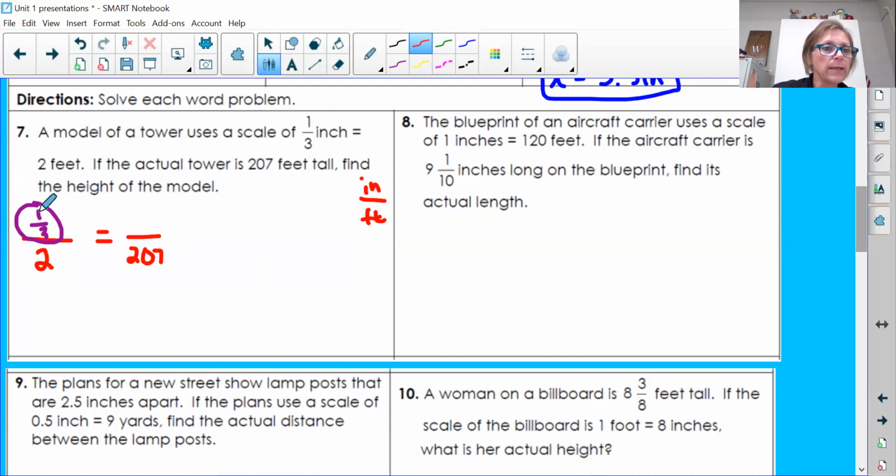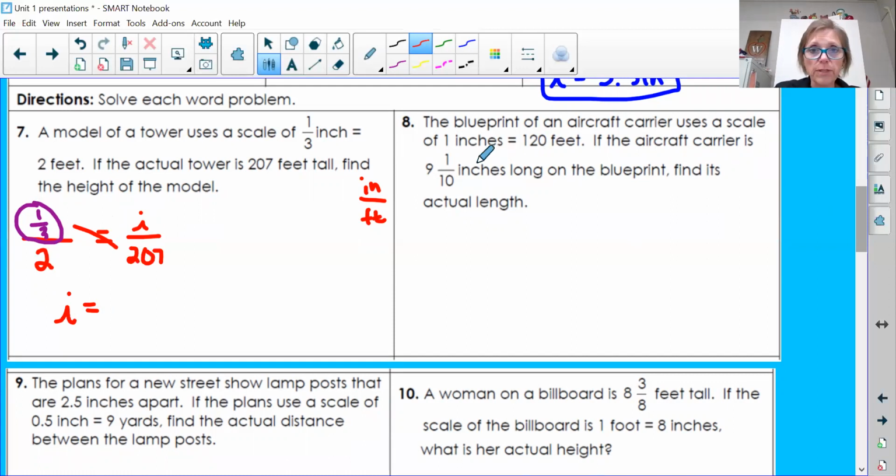Okay, now how do you type it in? You got to type this in first. Oh, by the way, I need a variable, so I'm going to use an I. 1 divided by 3 times 207. Remember, you cross multiply and then divide by 2, and you should get your answer. So I equals, and I'm going to leave you to write the answer in the unit by yourself.